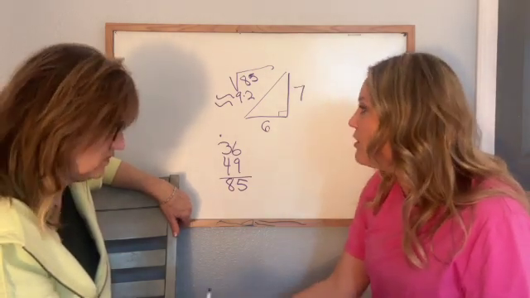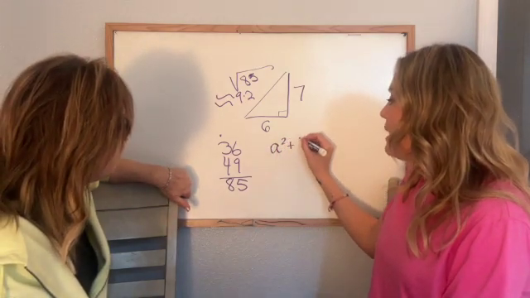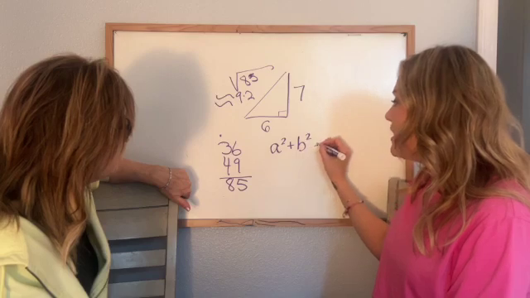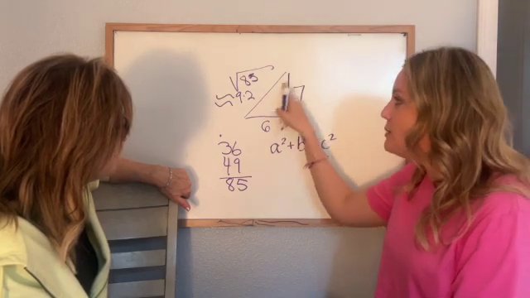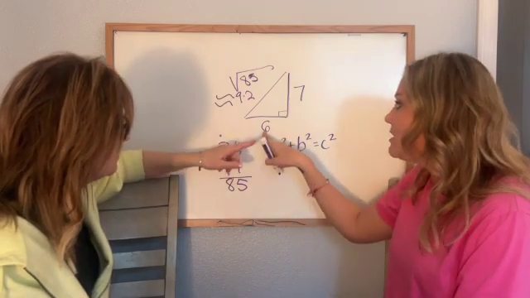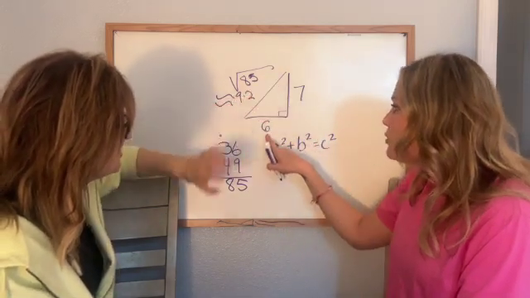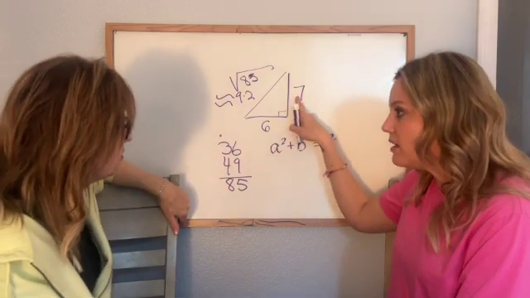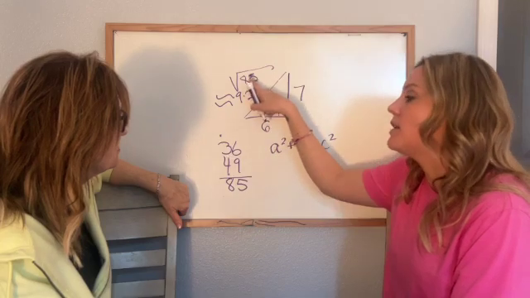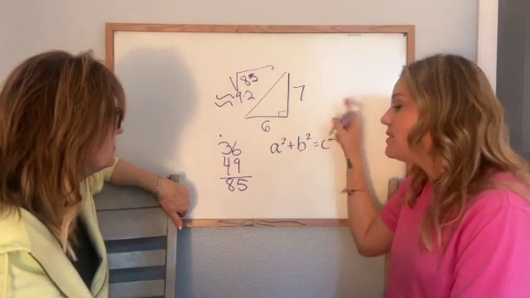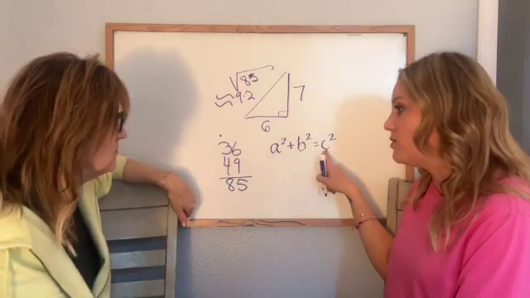I want to write one more thing down. It's the formula. The formula for the Pythagorean theorem is a squared plus b squared equals c squared, and c squared always has to be the hypotenuse. Where's a? It's either this or this; it doesn't matter. This squared plus this squared equals that squared. Either one of these can be a or b. You just have to remember that that's the hypotenuse.